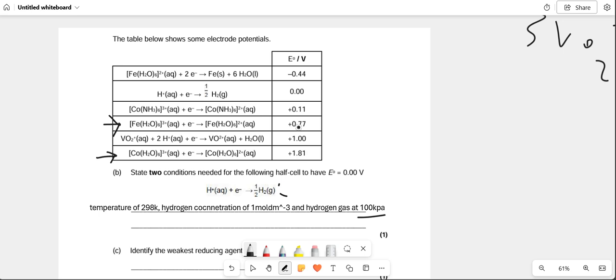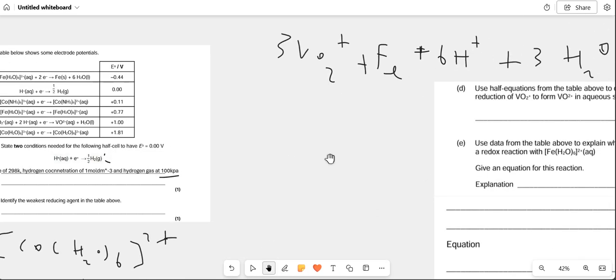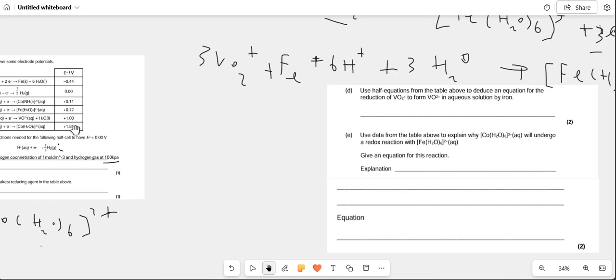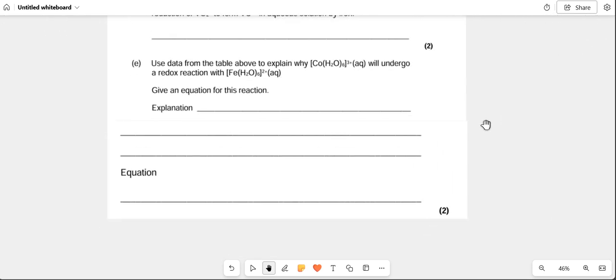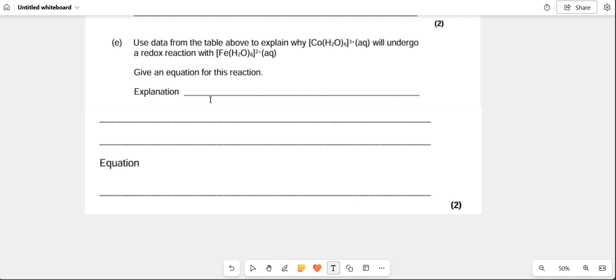So therefore, it's going to be going left, and the cobalt is going to be going right. And as a result, obviously, cobalt's going to be reduced, iron is going to be oxidized, and that's the situation that you've got going there. So that's why they're going to react, because that one is smaller than that one. That's why it's going to react. So therefore, yeah, explanation.